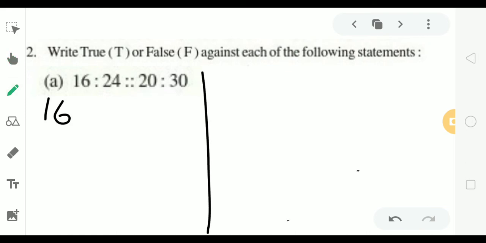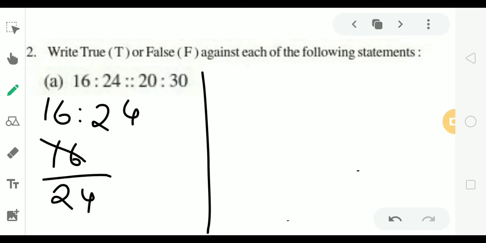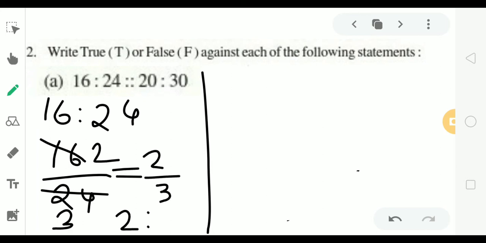So first two quantities 16 is to 24, we will find the simplest form. It is 16 upon 24. In the 8 table, 16 is 2 times, 24 is 3 times. So it is 2 upon 3, same as 2 is to 3.